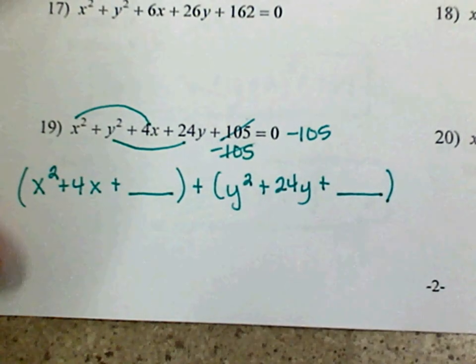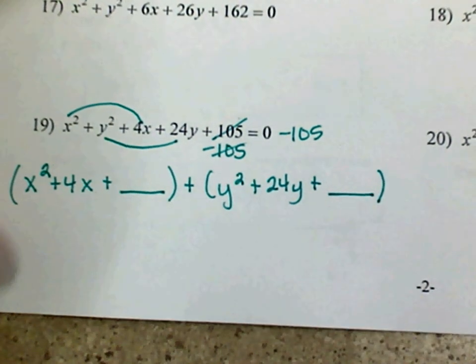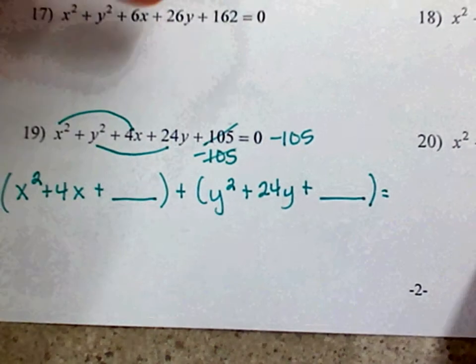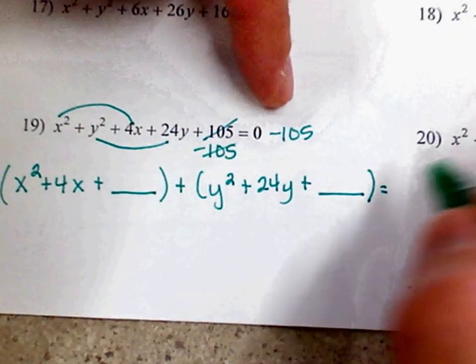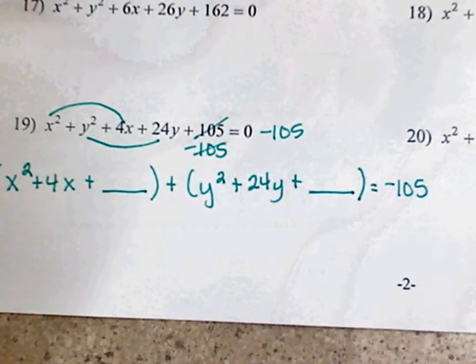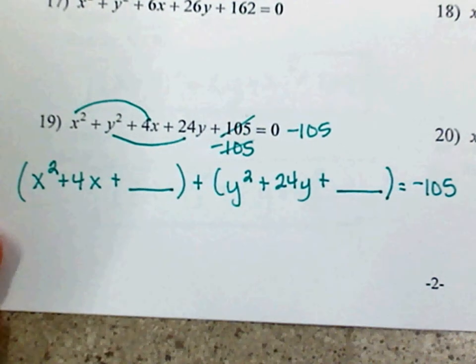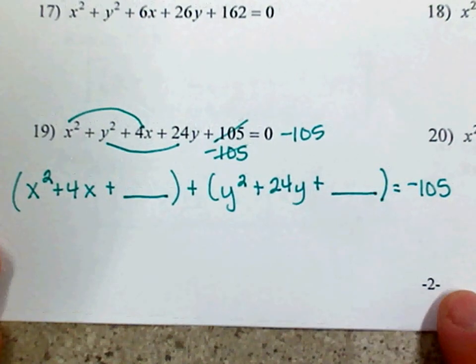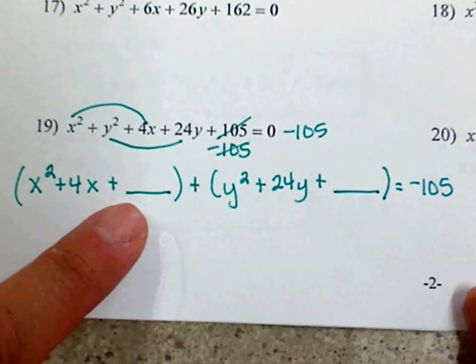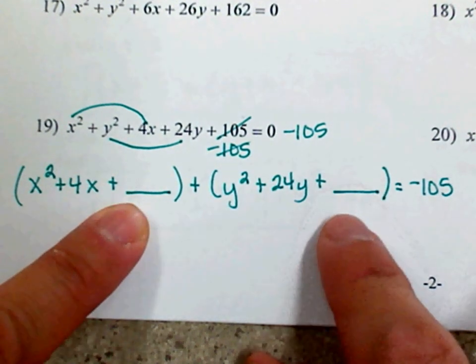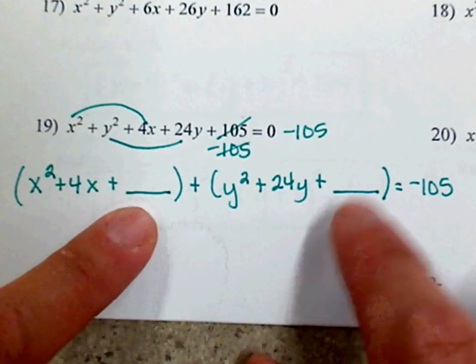Equals, what is 0 minus 105? Negative 105. Okay, I could extend this on, but I'm going to go down so you guys can see it on paper, okay? Now, how many blanks do you have on the left? 2. If you have 2 on the left, you have to have 2 on the right.